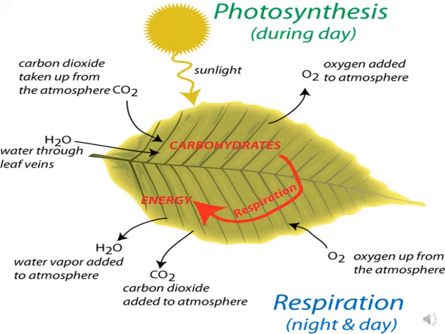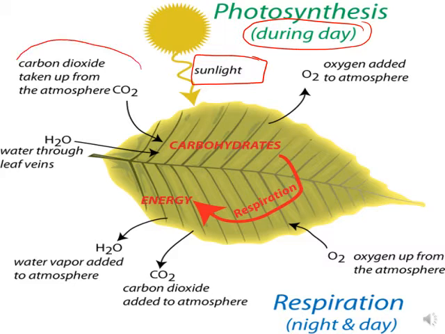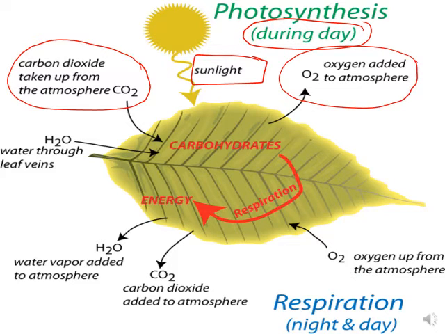Now, let's move to the process of photosynthesis. Photosynthesis occurs during the day since it needs sunlight. So this process occurs in plants where carbon dioxide is taken from the atmosphere and oxygen is released. So oxygen is the product of this process.